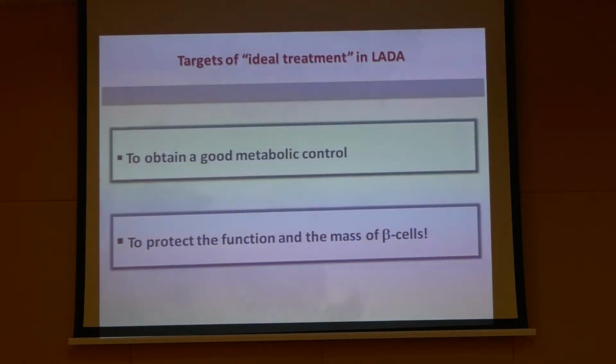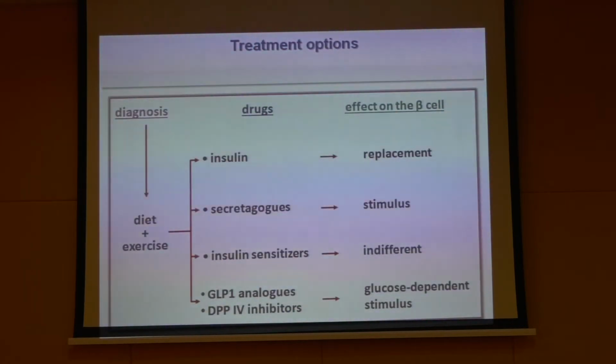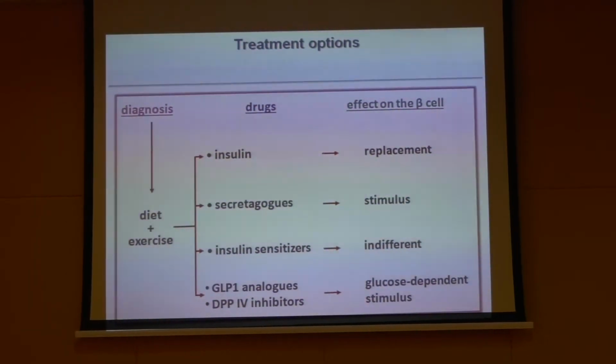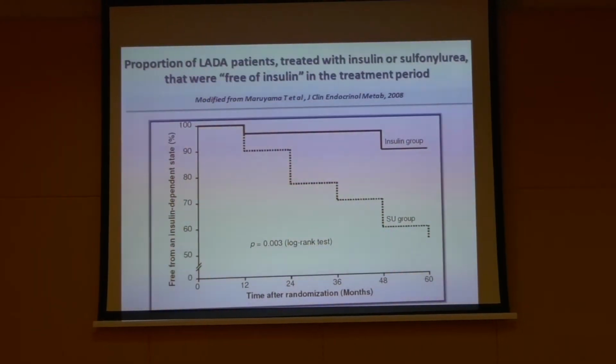Now, I'm going to say something about targets of ideal treatment in LADA. Obviously, you have to obtain good metabolic control and to protect the function of the residual beta cells. How? Treatment options. Diet, exercise. If you look at what is available for treatment options, we have insulin, secretagogues, insulin sensitizers, GLP-1, DPP-4, and now SGLT2. What is their effect on beta cells, and what are the results of the studies?